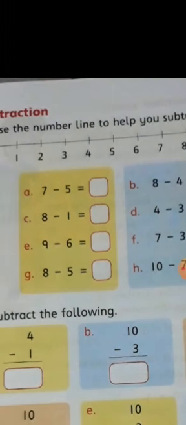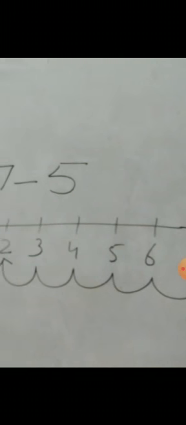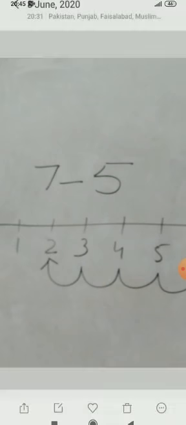I also have, look here, how I have used this number line. From number 7 I have jumped to 6, then to 5, then to 4, then to 3, then to 2. And what is the answer now? Answer is 2. In this way you can use the number line to solve your subtraction sums. It's easy now? Yes, it is easy.